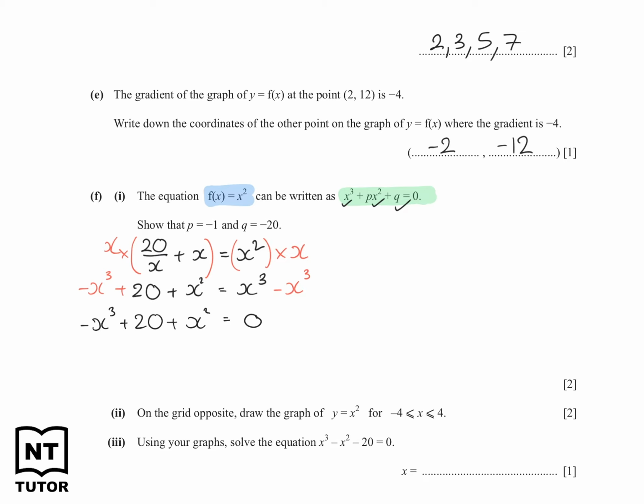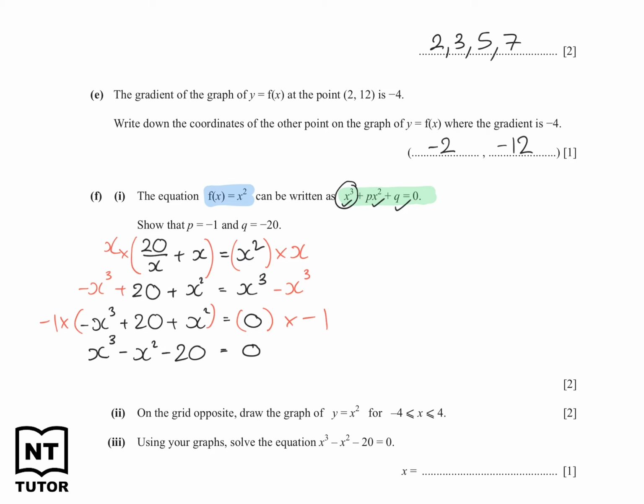And now, we can multiply both sides by minus 1 so that it's a plus x cubed here and a plus x cubed in our expression. So when we multiply everything by minus 1, minus x cubed turns into positive x cubed, like in the expression that we want. Then we have minus x squared and minus 20, and that equals 0.